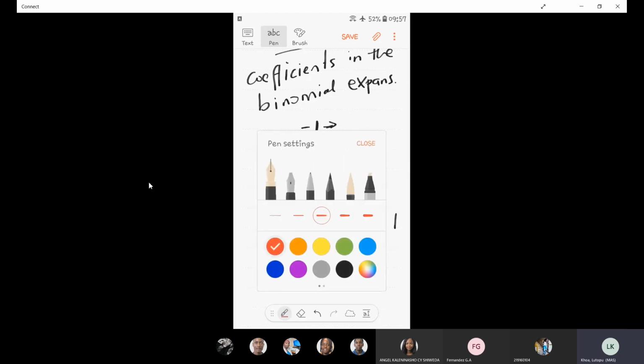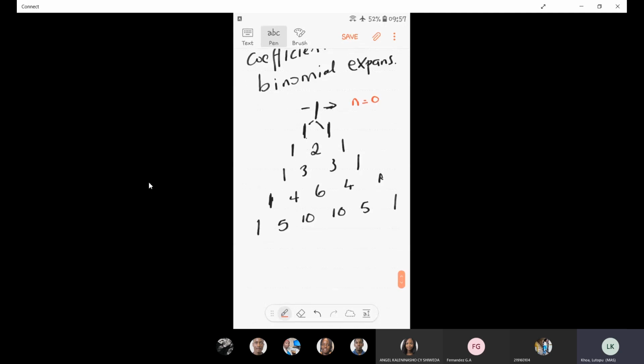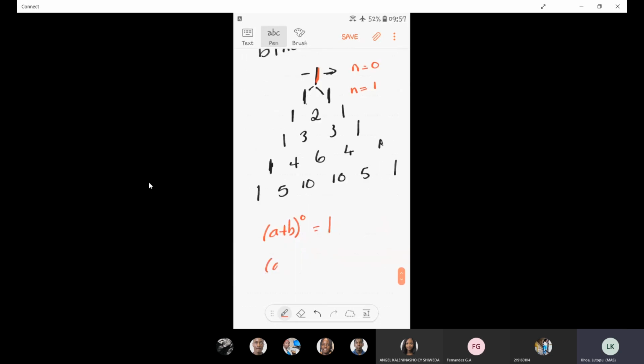Now their coefficients, you get this one when n is equal to 0. So that means you have a binomial like this: a plus b to the power of 0. We know that anything to the power of 0 except 0 is equal to 1. So you'll only be left with a 1. This is when n is equal to 1. So if I have a plus b to the power of 1, the coefficients, I will have 1a plus 1b, which is just a and b.